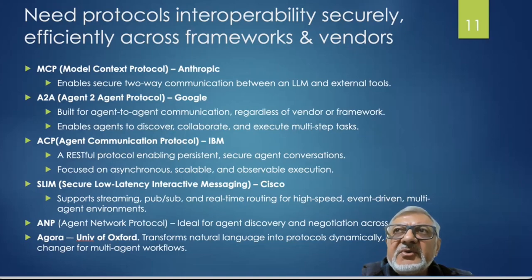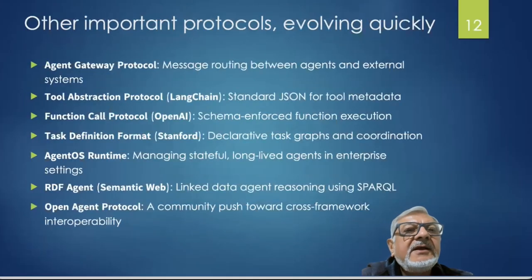Now, which protocols are used by the enterprise will depend upon the specific application requirements of the enterprise. There are other important protocols which are evolving quickly. They are the agent gateway protocol, which is message routing between agents and the external systems. Agentic AI is one of the areas which is growing very, very rapidly, and new tools and protocols are coming every day.